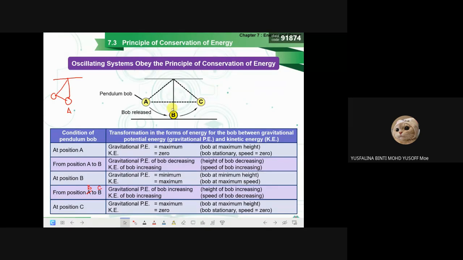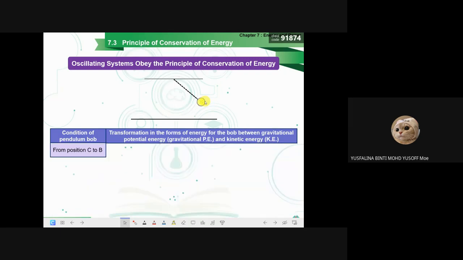Now after that, of course, it will oscillate back. So this is C. We already described the GPE is maximum, the KE is 0. Now it will move back. So when it moves back from position C to B, I already said it has a high GPE, right? So when it starts to move to B, the GPE will decrease and the KE will increase from point C to B. Now the energy starts to convert again, from GPE to KE. So from C to B, the GPE decreases, the KE increases.